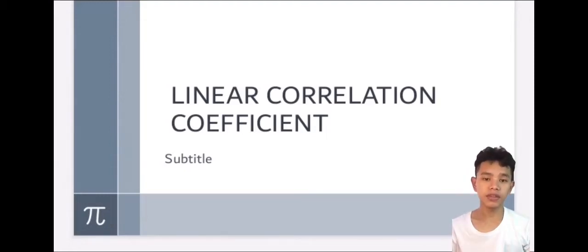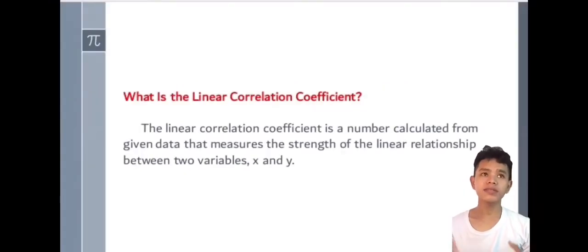So, for today's video, I'm going to explain to you my topic, which is the linear correlation coefficient. So, let's start. Okay, let's define first what is the meaning of the linear correlation coefficient. So, the linear correlation coefficient is a number calculated from given data that measures the strength of the linear relationship between two variables, and that is x and y.